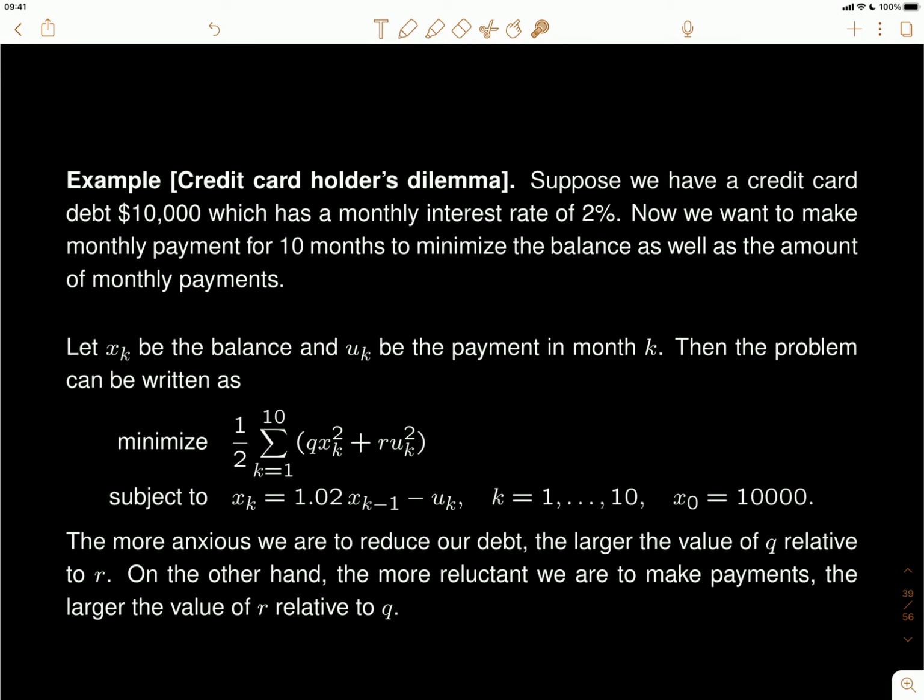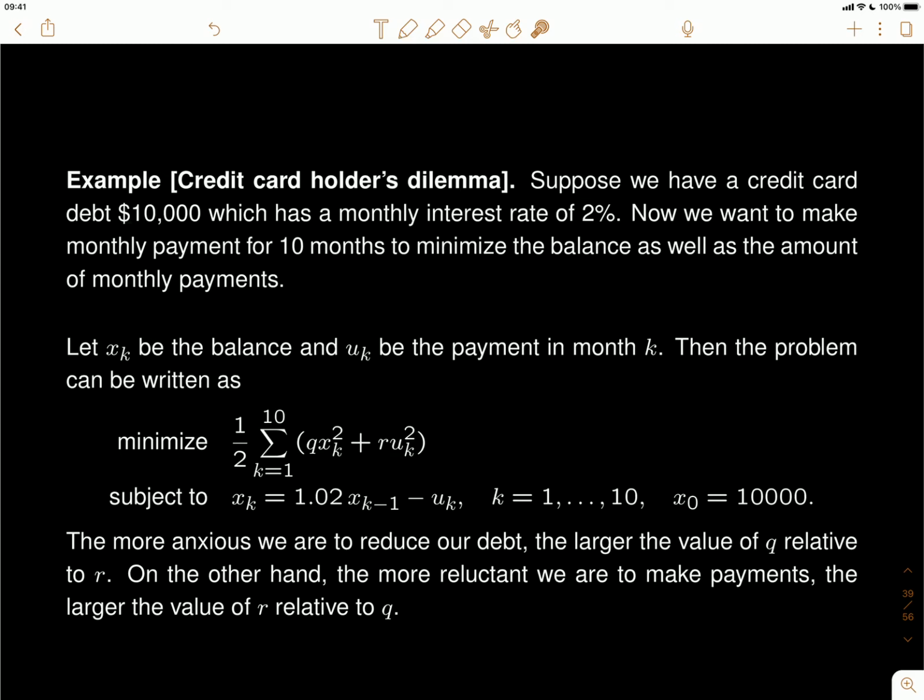Okay, so what this one says is, suppose we have a credit card and we have a balance of 10,000 on it. We owe the bank 10,000 dollars, and this credit card has a monthly interest rate of 2%. That means that at the end of each month, we'll generate 2% of the remaining balance as interest, so we will be charged for that as well. And initially, at the start of the month, we have this as our balance.